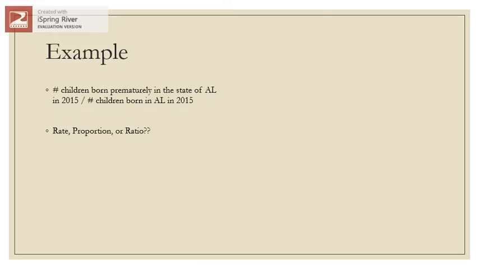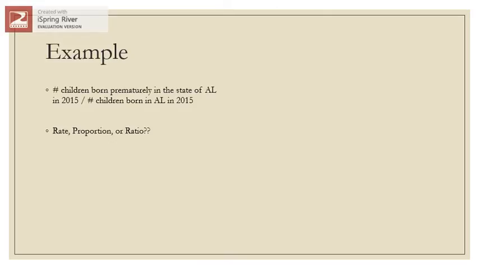The answer is proportion. The reason is that the numerator is contained in the denominator. It's not a ratio because there's no time piece to this. Yes, it says in 2015, but it's not per year or per minute or per hour or any of that thing. So proportion, because the number of children born prematurely in the state in a certain year is divided by the number of children born in the state.